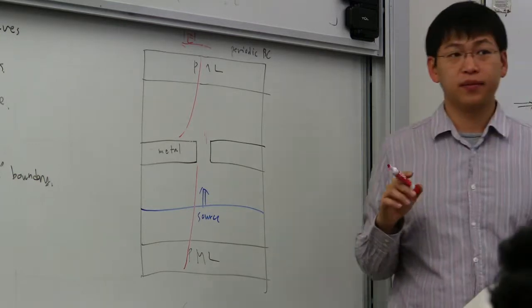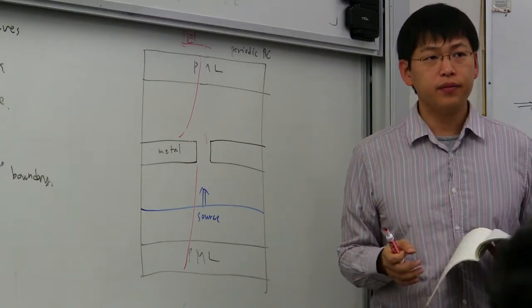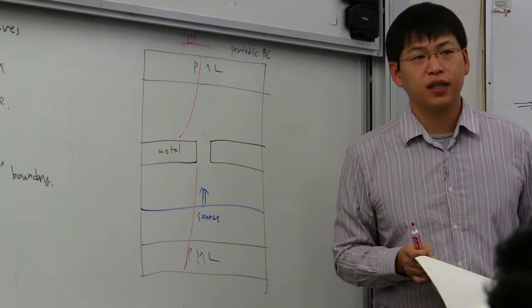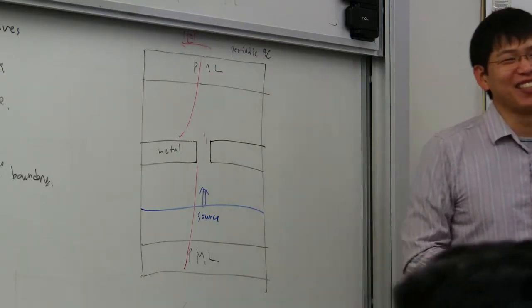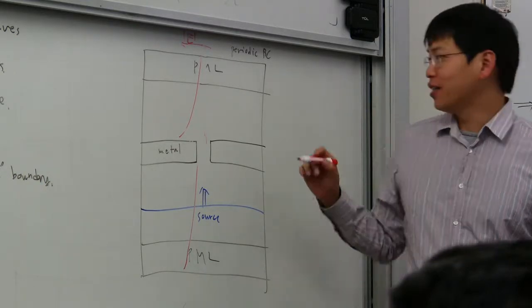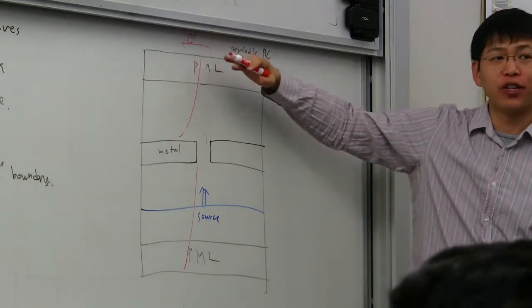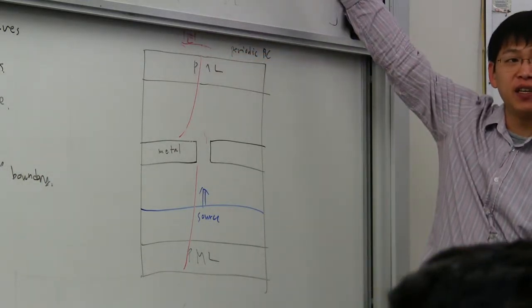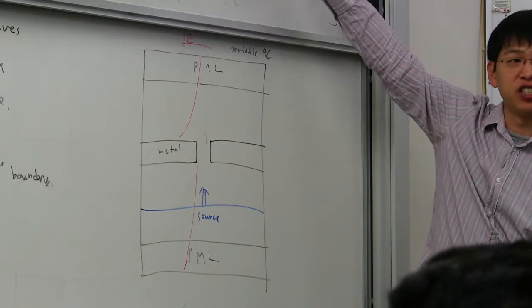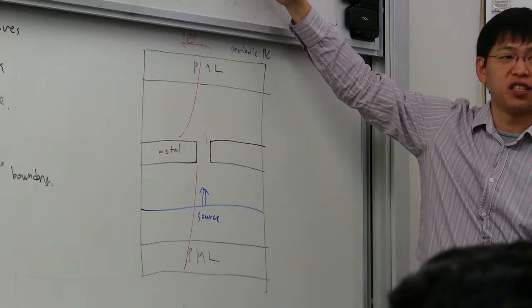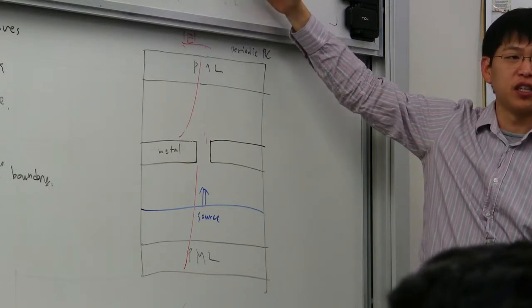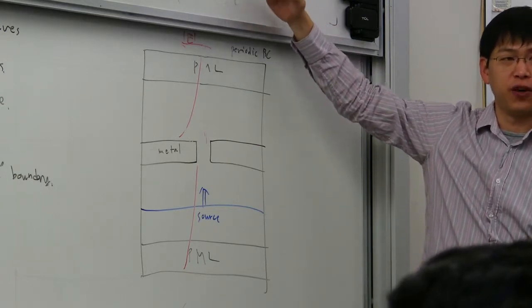Is there a way to distinguish the fields coming from PML and other sources? It's really difficult. One way is to put this boundary farther and farther away, and see if the transmission changes. Once you reach the point where the transmission doesn't change, you can be sure that the boundary is far enough.